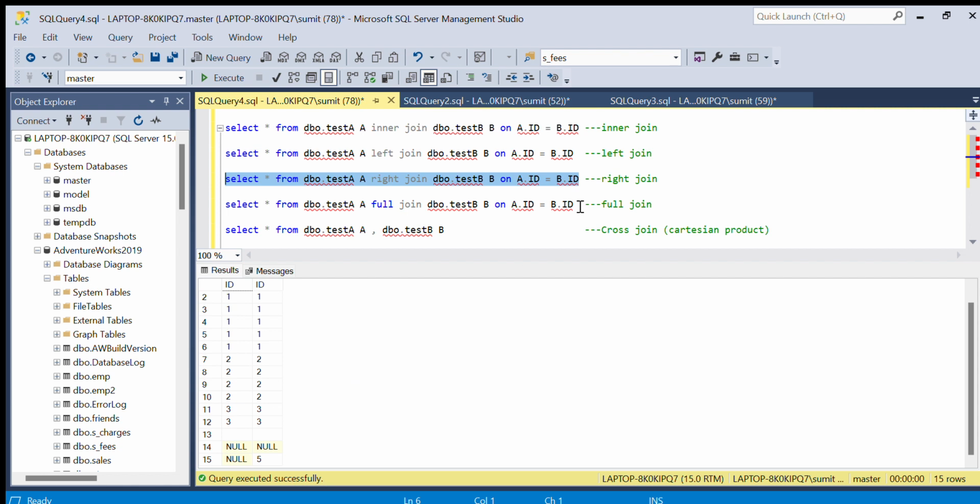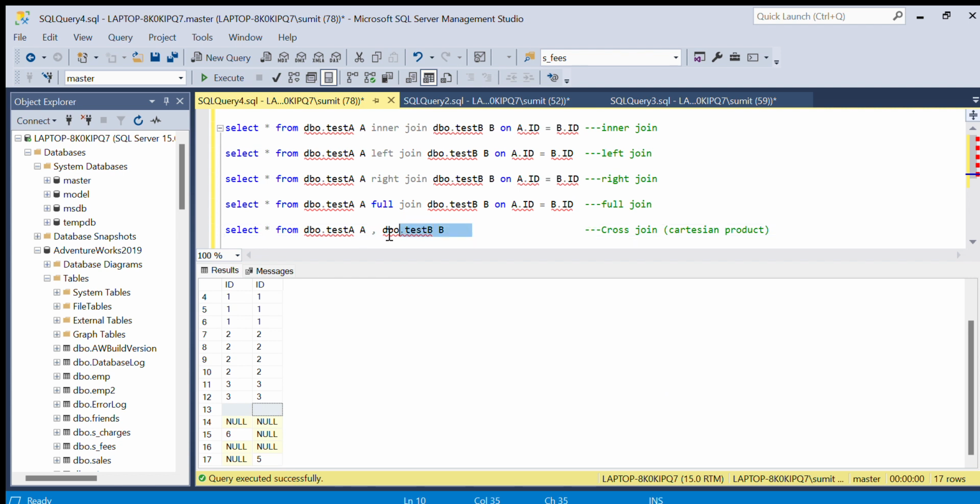And the same thing we can check with the full join. In full join it will give all the matching records, so matching records are 13. Okay, plus non-matching records. Non-matching from the left table would be 6 and null, and from the right table it would be 5 and null. Okay, so in total it would be 17 records.